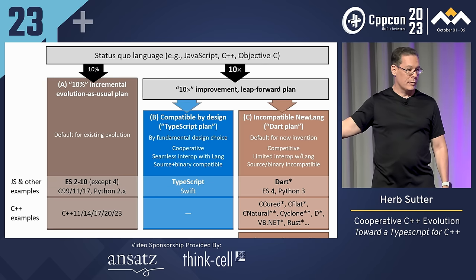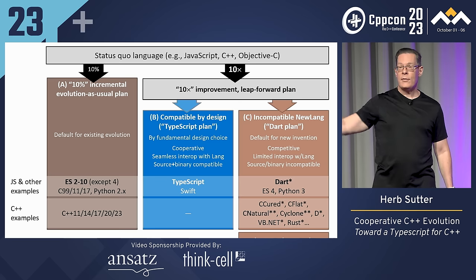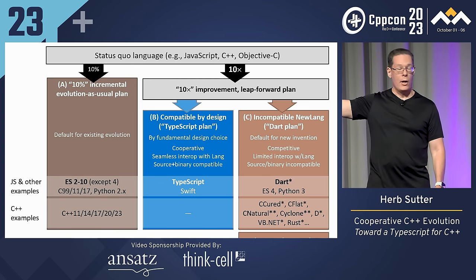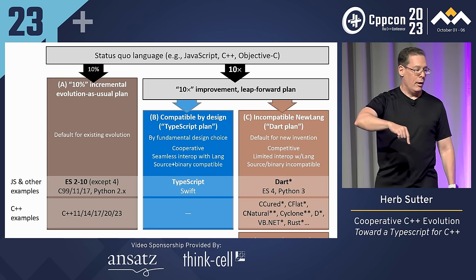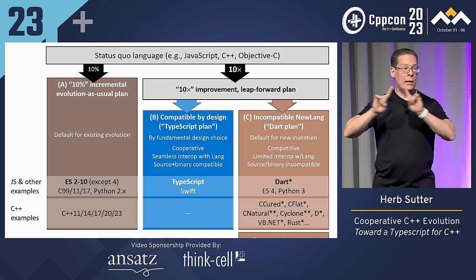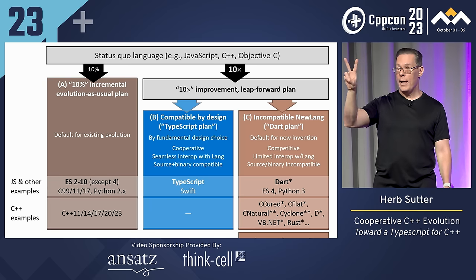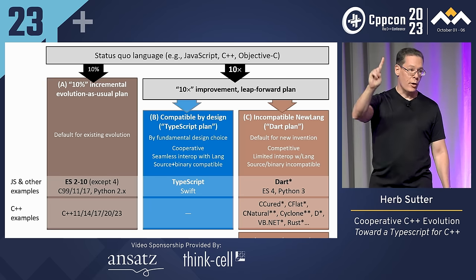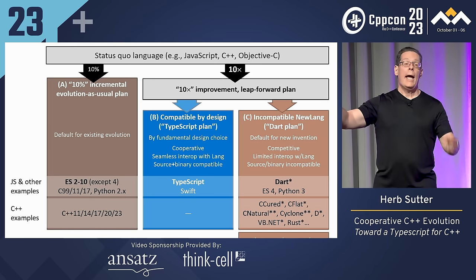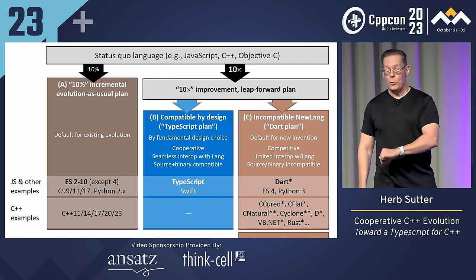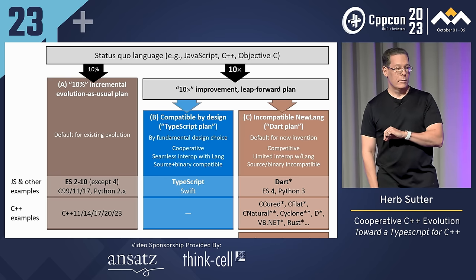These are the three paths. Option A is incremental evolution as usual. We're having all this safety discussion because a lot of people are telling us that option A is not good enough anymore. So we should be looking at option B or C. I want us to be clear-eyed that these are the options. If we go for a 10x improvement, there are two plans that are known to work. You're either on the Dart plan or you're on the TypeScript plan. It's one or the other. And you choose that the moment you put pen to paper at the beginning of the project before you write a line of code.